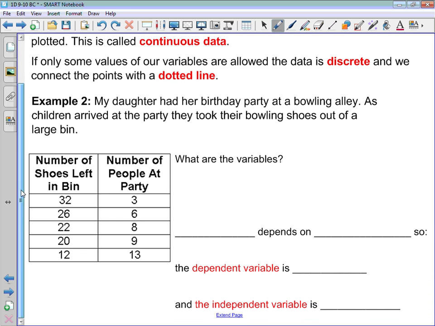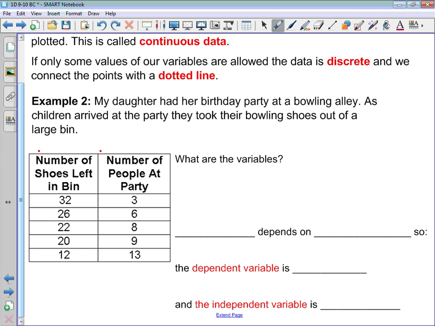So the previous lesson was example 1, this is example 2. My daughter had her birthday party at a bowling alley. As children arrived at the party, they took their bowling shoes out of a big bin, and I kept track in a table here of the number of shoes in the bin and the number of people at the party. I just wrote down those two numbers in this table here, and now I'm looking for a relationship between these two quantities.